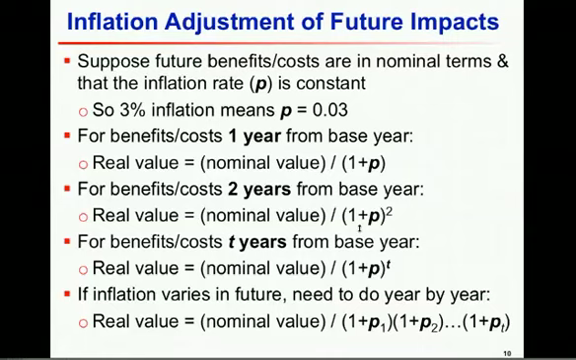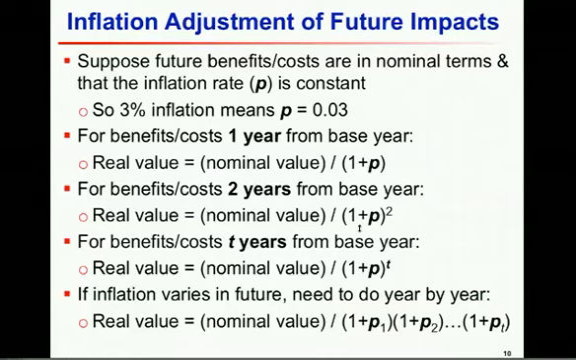Okay, now let's see how the math works out in this. Suppose that you are given future benefits or costs in nominal terms, and that the inflation rate, P, is constant. Now, remember I initially mentioned in our example that the future benefits and costs were given in real terms, in FY 2015 dollar values. That isn't always the case. So suppose, in fact, you're given future benefits and costs in nominal terms instead of real terms.